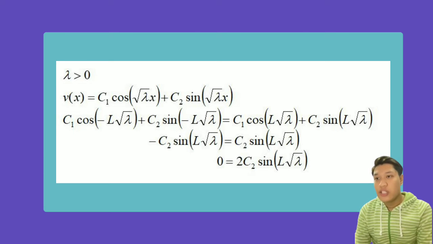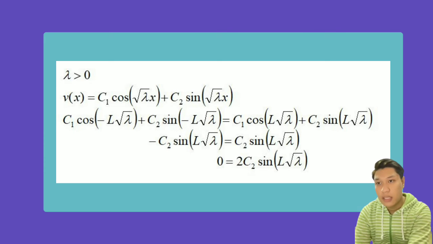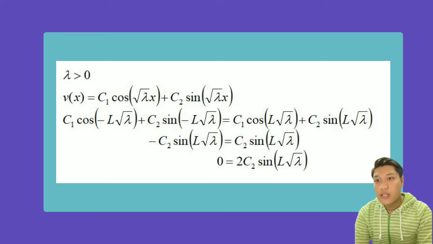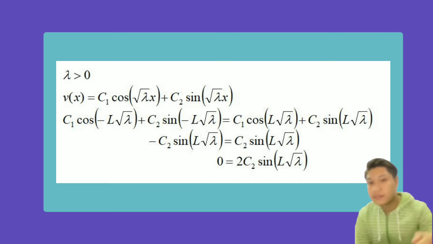Applying the first boundary condition and recalling that cosine is an even function and sine is an odd function gives us C1 cos negative L square root lambda plus C2 sin negative L square root lambda equals to C1 cos L square root lambda plus C2 sin L square root lambda. Negative C2 sin L square root lambda equals to C2 sin L square root lambda. So the answer is 0 equals to 2 C2 sin L square root lambda.